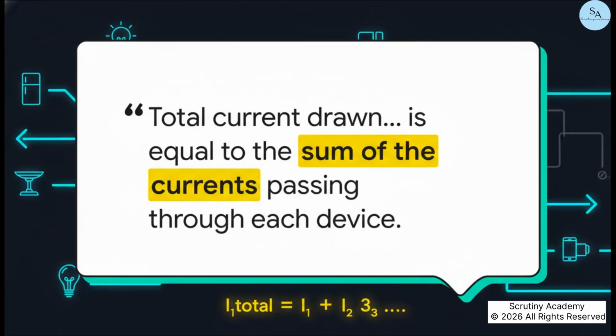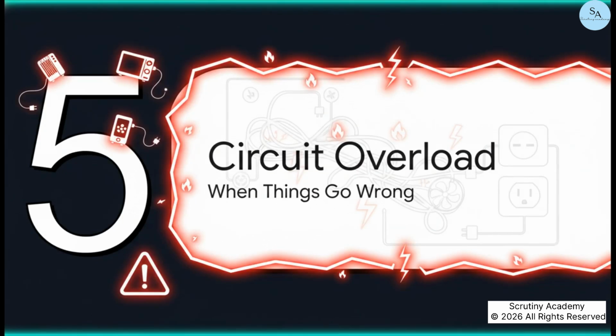Think of it this way. The main line coming into your house is like a big river of current. Every appliance you switch on is like digging a new channel to divert some of that water. So the total flow of the river has to be equal to the sum of all the little channels. Every device you turn on adds to the total demand for current. But what happens when that total demand gets too high? What happens when you try to divert too much water from the river at once? Well, this is where we can get into some serious trouble.